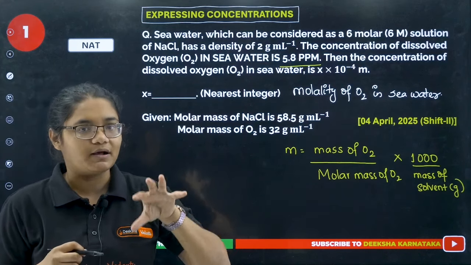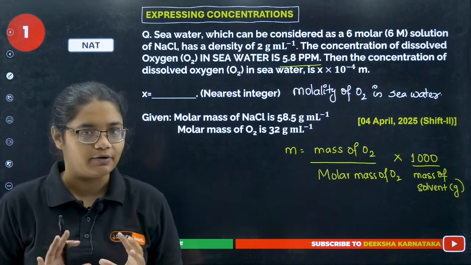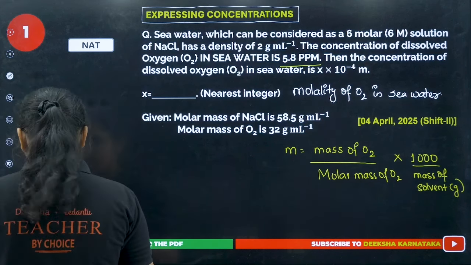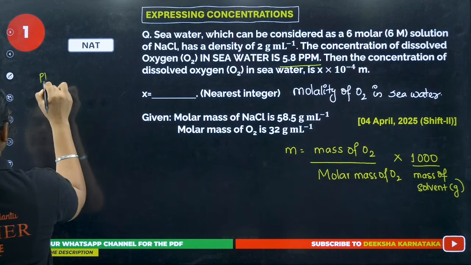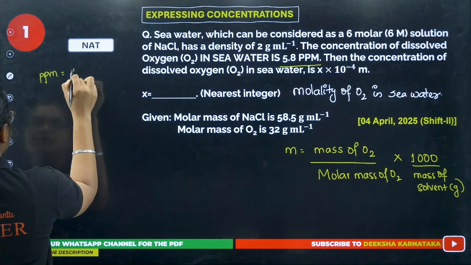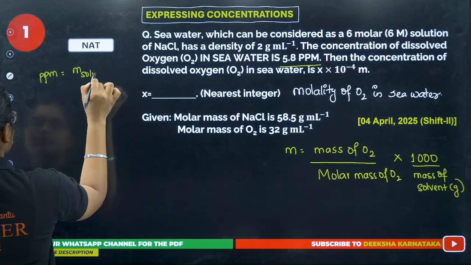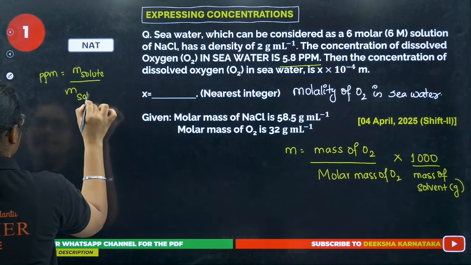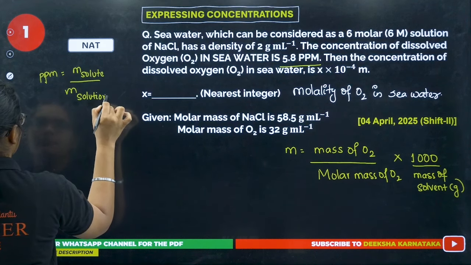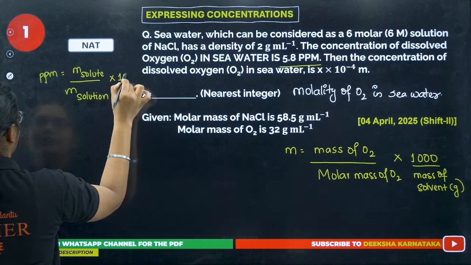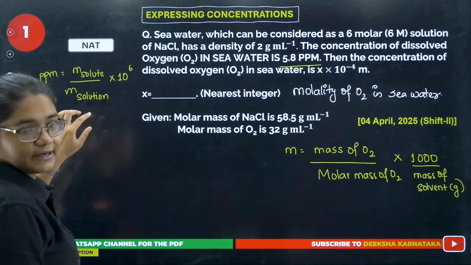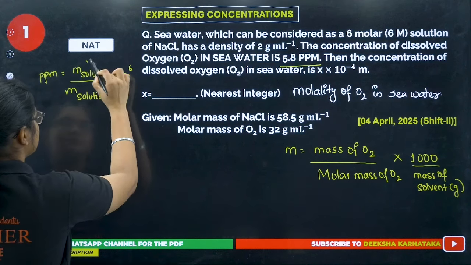Mass of the solute by mass of the solution into 10 to the power of 6. So I also don't have the mass of the solution. See, if I want to find out ppm, what is the formula of ppm? Mass of solute by mass of solution into 10 to the power of 6, right? So mass of the solution also I need. I have to find this one, mass of the solute, right?